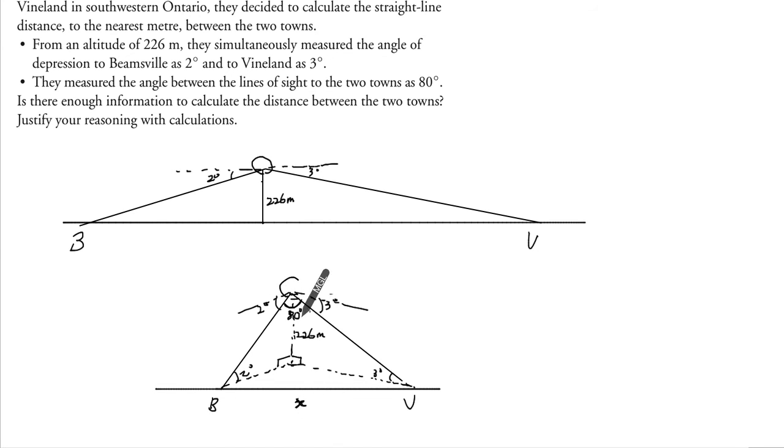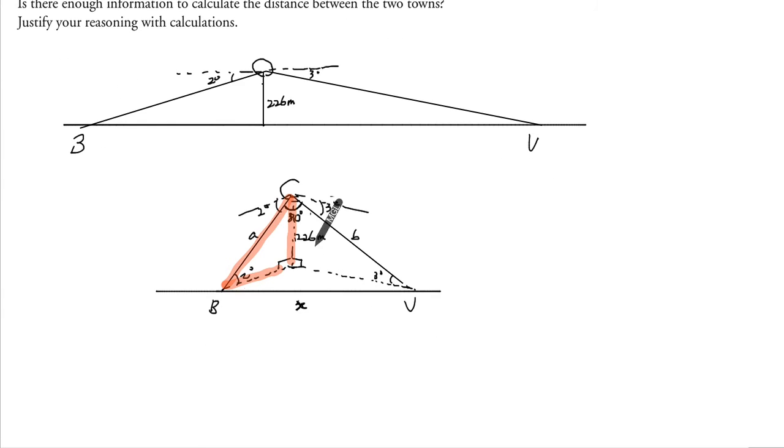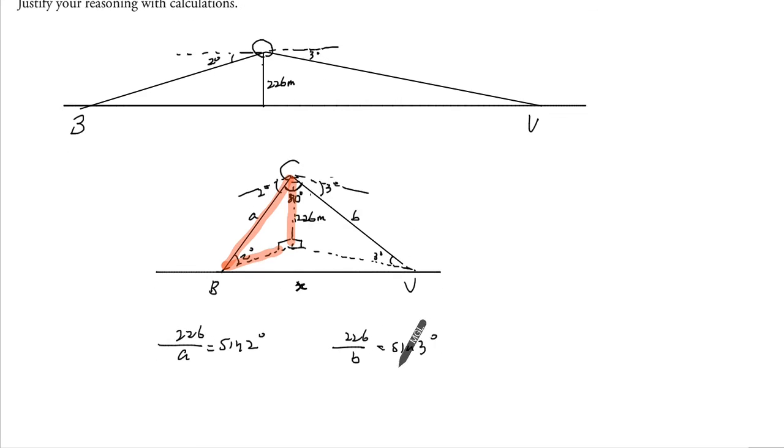Okay, to get x, we have this angle. We just need these two lengths now. This one here and this one here. Let's call this one here A and let's call this one B. And we can find x because look, A from this triangle, okay, 226 over A is equal to sine of 2 degrees. And from this triangle, right, 226 over B is equal to sine of 3 degrees.